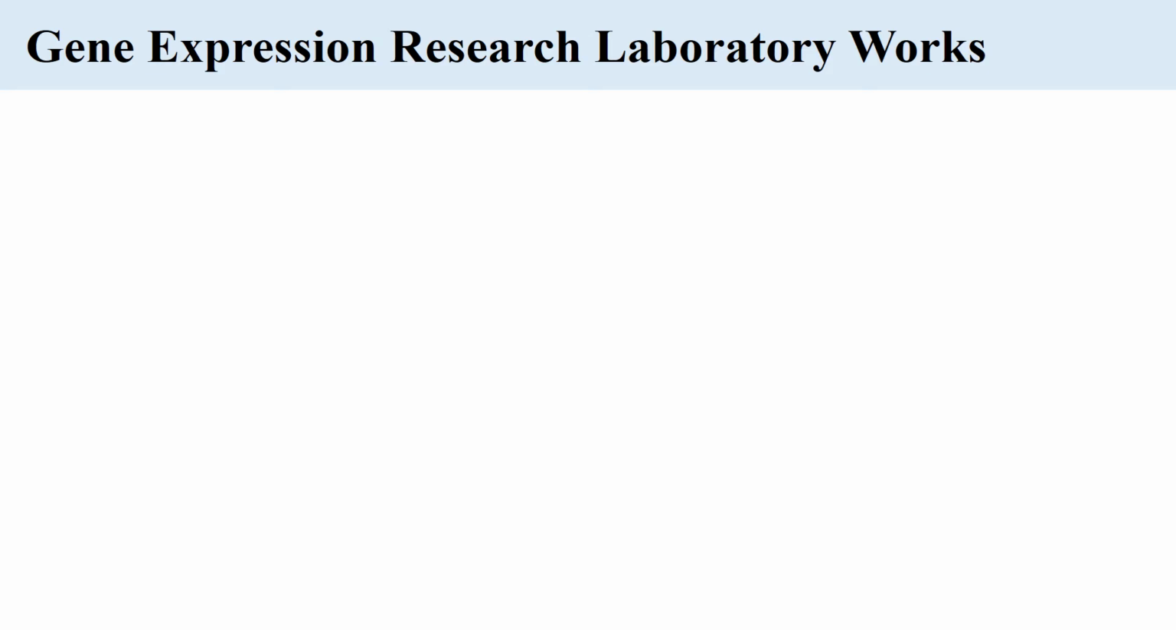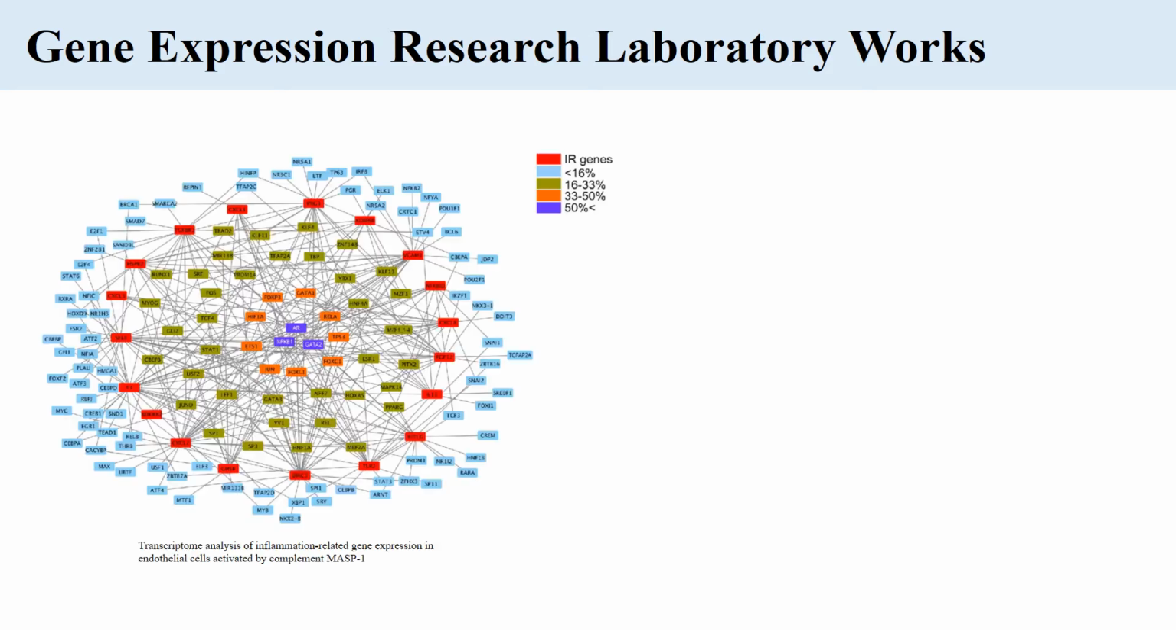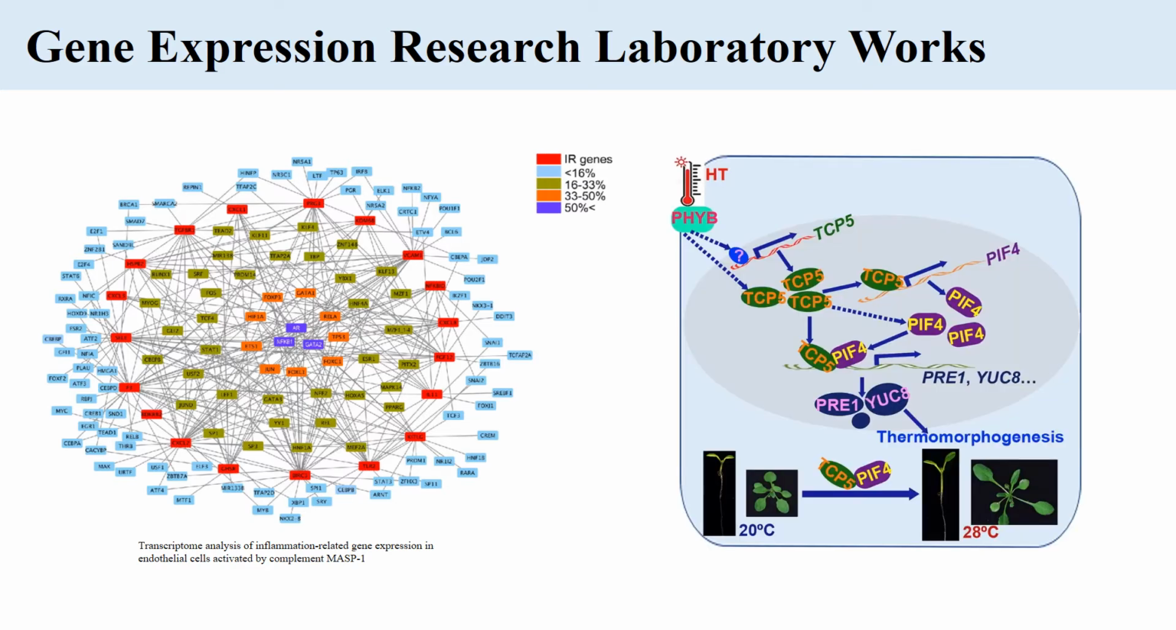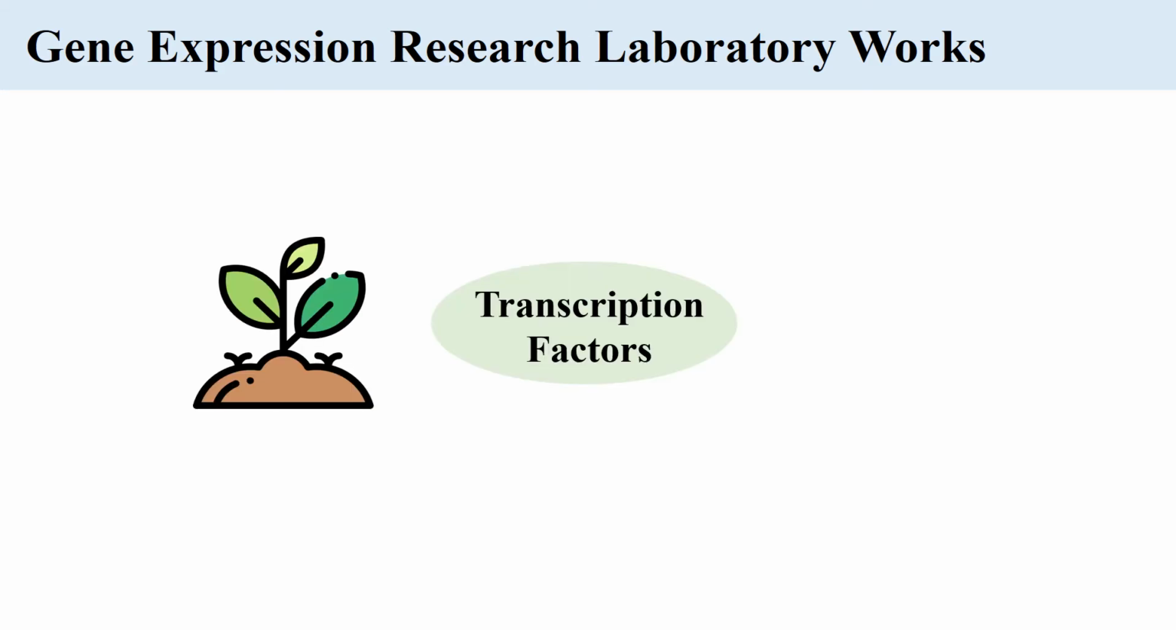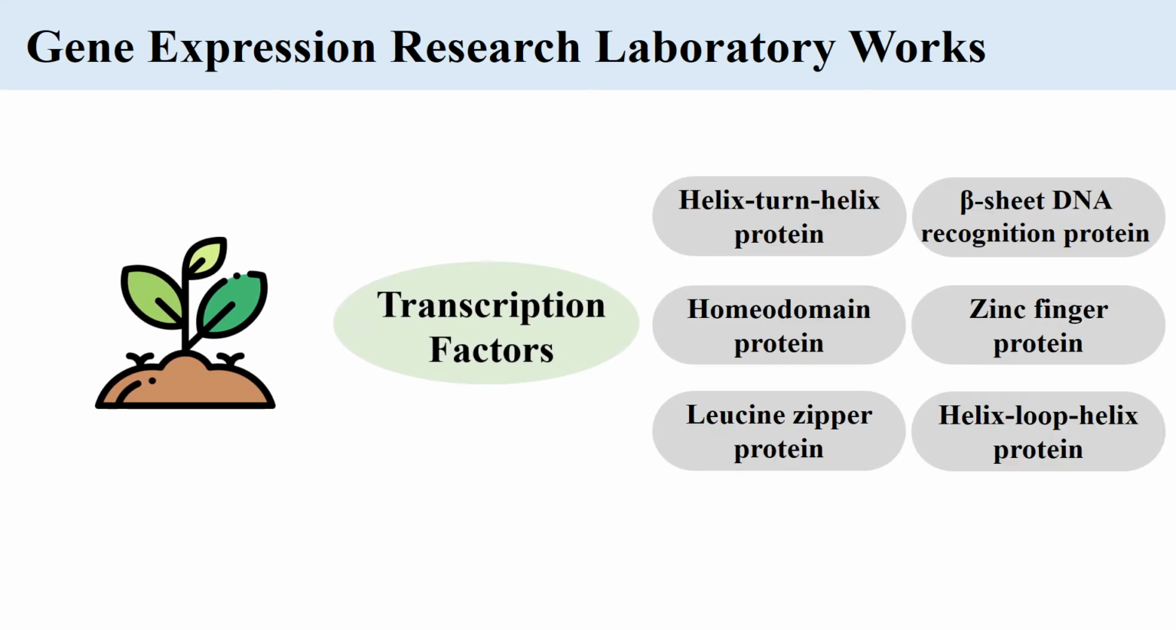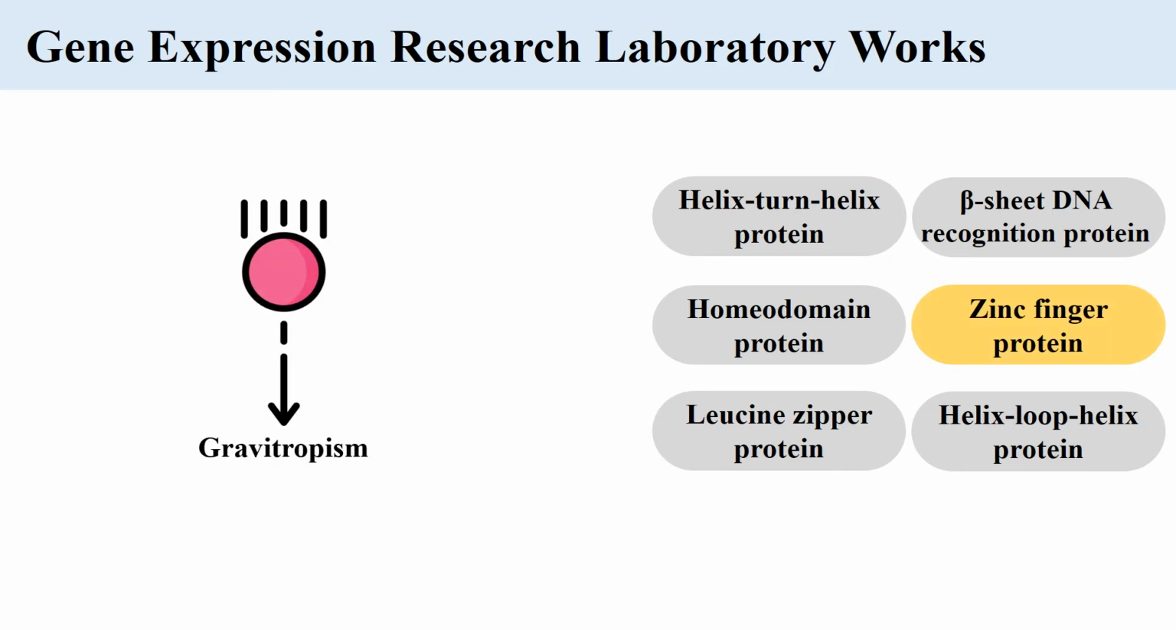Our lab mainly studies the transcription factors of Arabidopsis. First, we establish a network between family members of each transcription factor, and we work to identify molecular mechanisms for transcription factors. There are 6 types of transcription factors. Among them, I am researching the molecular mechanism of a zinc finger protein related to the gravitational reaction of plants.